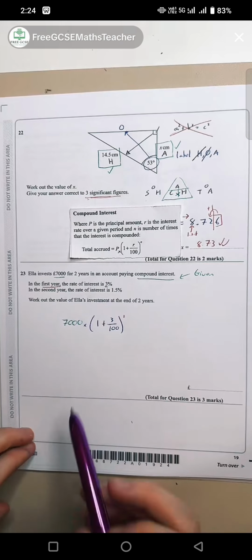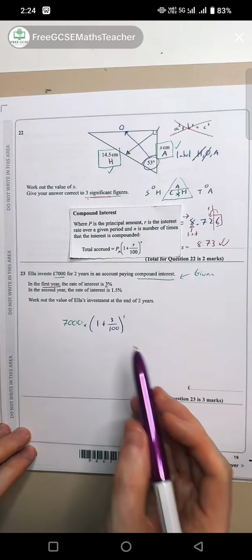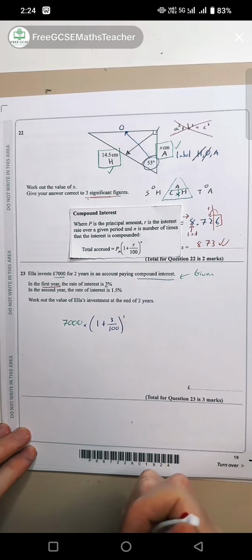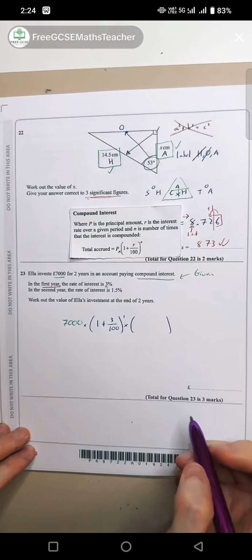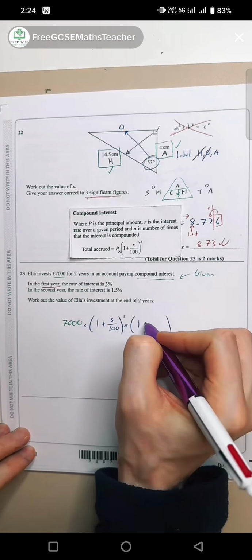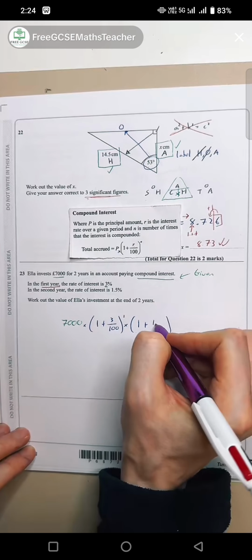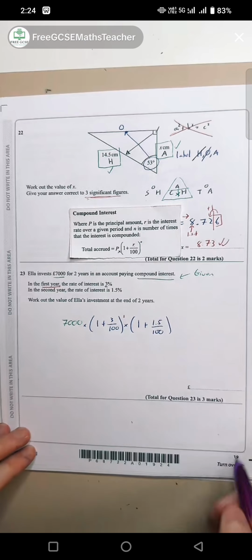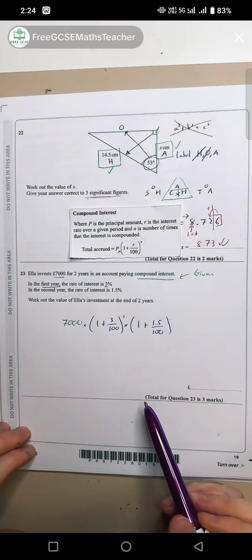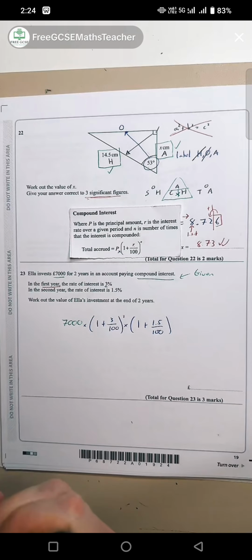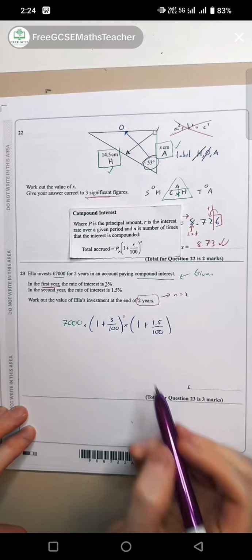In the second year, the rate of interest is 1.5. If something changes, you copy the multiplier part. You copy the bracket. So here, you can just put multiply by, and open the bracket again. You must have the 1. It's then plus, it's always plus because compound. R is the rate. Well, the new rate is now 1.5 over 100. And that's just for the second year. In total, n adds up to the number of years. So in here, n must add up to 2. So the powers must add up to 2.